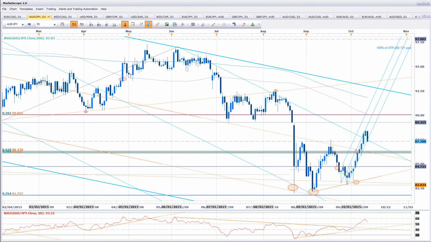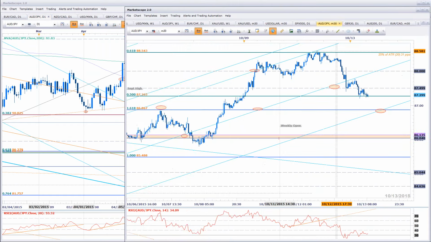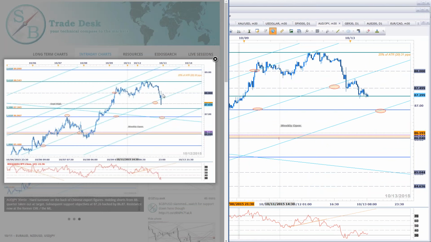So long story short, here's where the Aussie Yen looks like on the 30 minutes. So again, the spike to the upside, I'll show you the 5-minute in a moment. The spike to the upside was the entry on this one. Downside, you were looking for initial targets right here. I think that was 87.50. Subsequent targets down into the 50% retracement, and that's 87.25, 87.26. 30 pips is what you're looking at for your ATR.